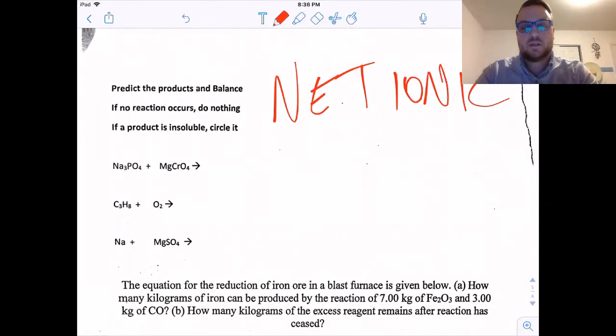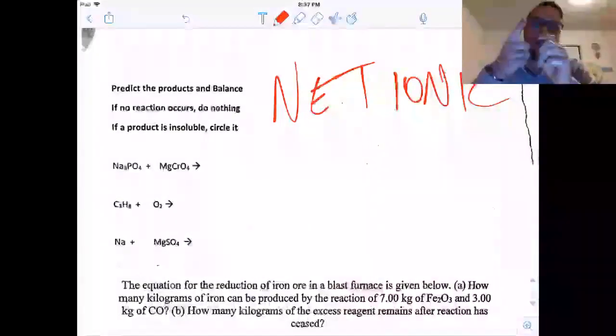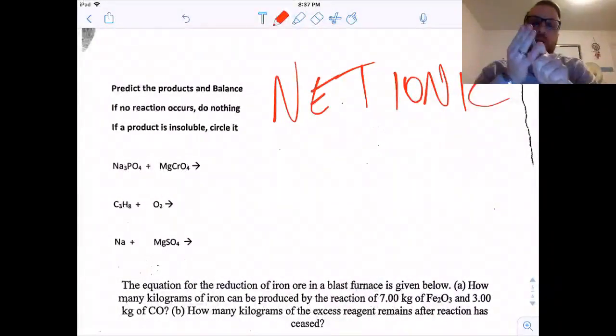All right. Okay, so first, predicting products. Useful skill, gotta know how to do it. First thing I do is go down and identify the type of reaction you have, because if you don't know what type of reaction you have, you're not really going to know how to predict the products very well. There's 3 main ones we predict products for. We got combustion, single and double replacement.